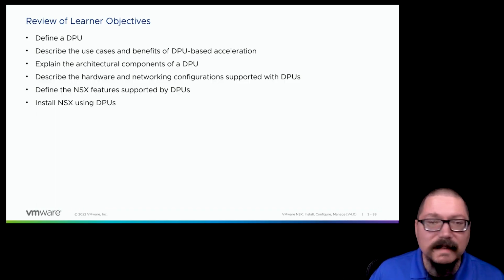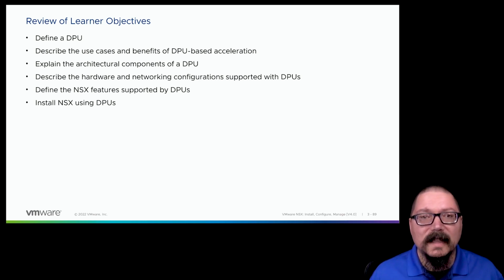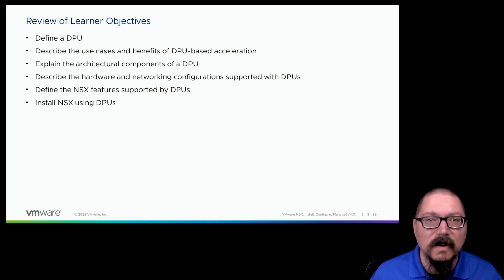So that's a high level SmartNIC discussion, high level data processing unit capabilities with NSX. We talked about the architecture. We talked about what hardware is supported. We talked about the features and kind of how we're going to use them.